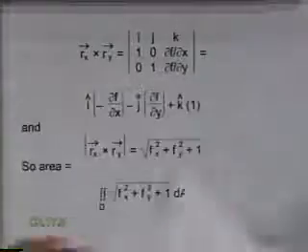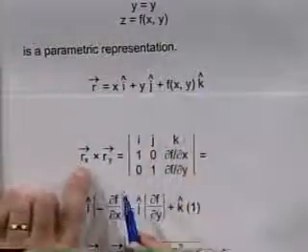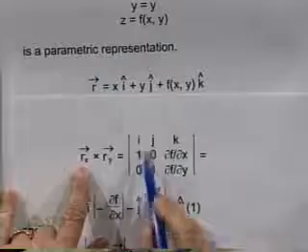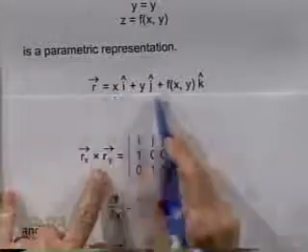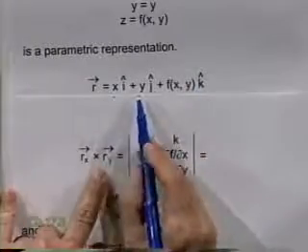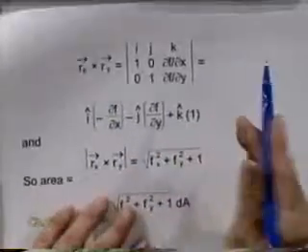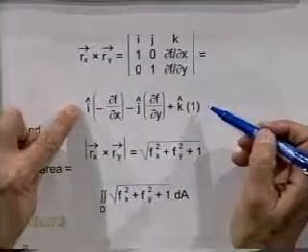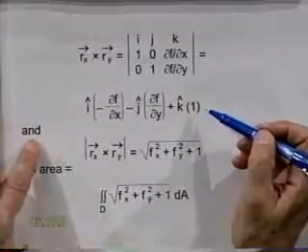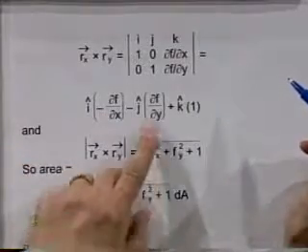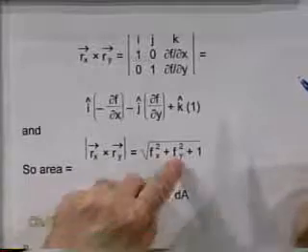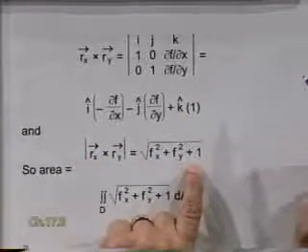All right, now, if this is what r is, r sub x, the partial with respect to x, is 1, 0, and the partial of f with respect to x. Differentiate with respect to y, you're going to get 0, 1, and the partial of f with respect to y. Do that determinant, you're going to get this. Take the magnitude, and you'll get the square root of the partial of f with respect to x squared, plus the partial of f with respect to y squared, plus 1.